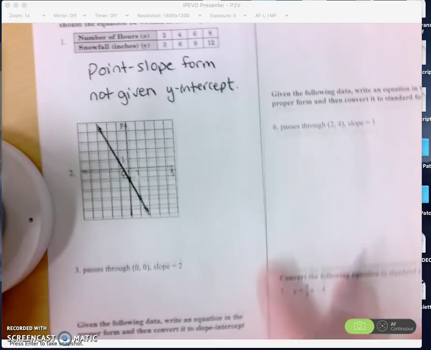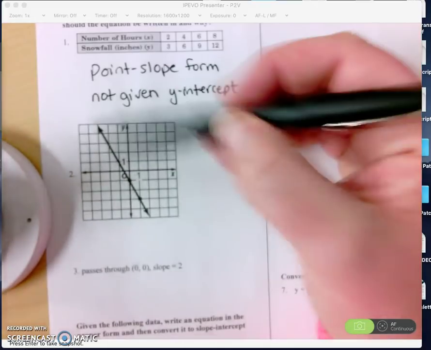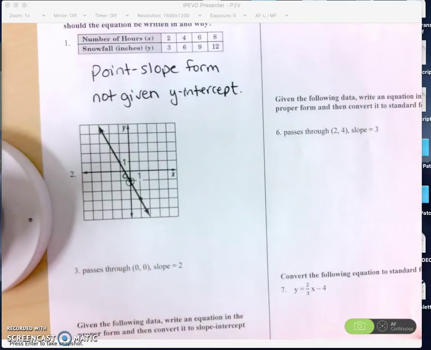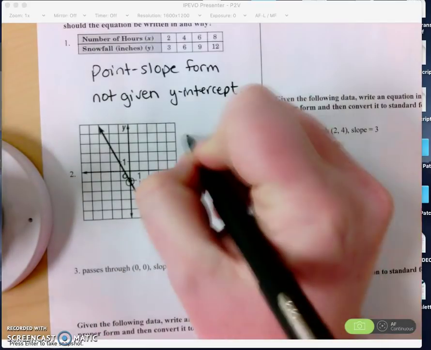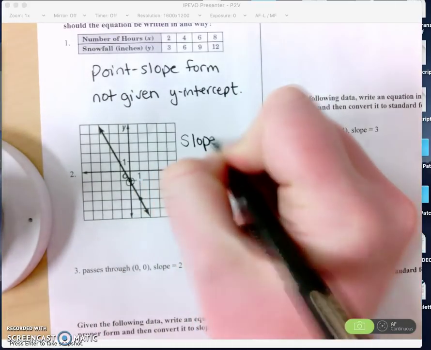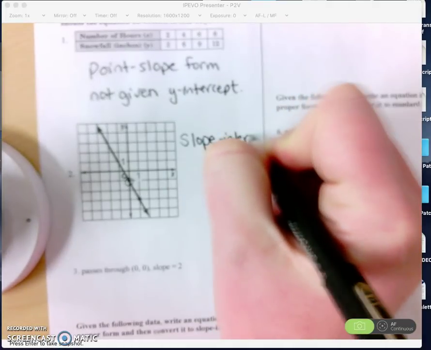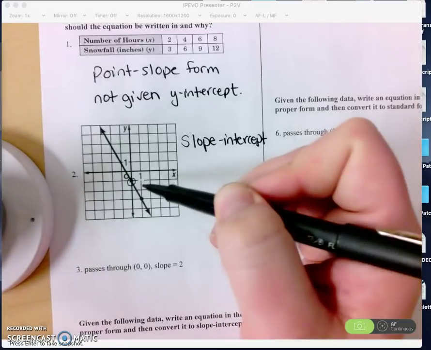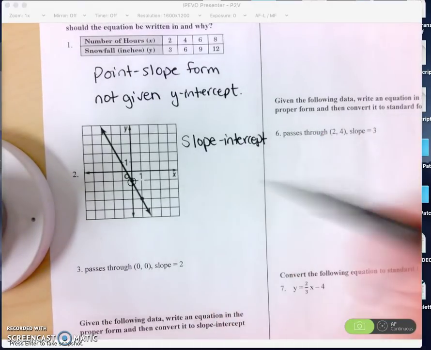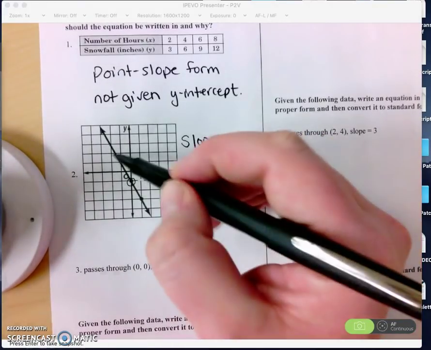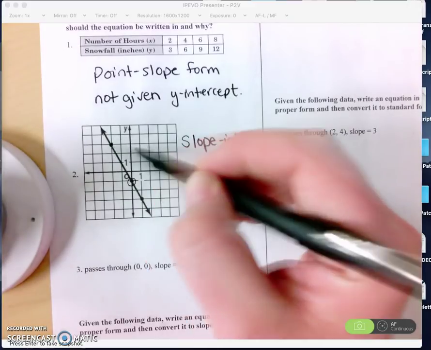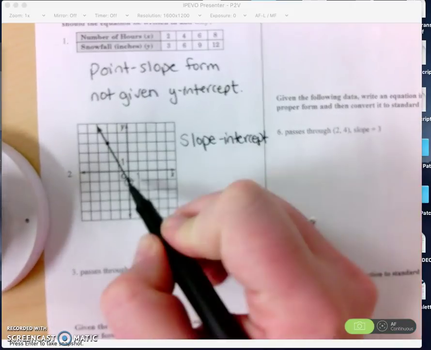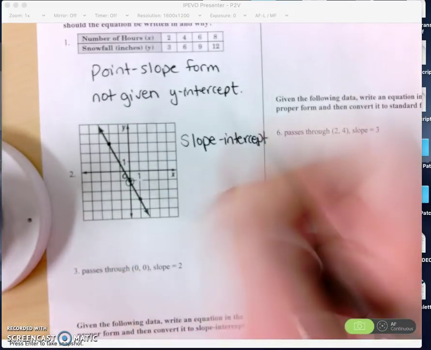Here you have a graph and you're actually given the y-intercept. So you would use slope intercept form. Now if you said point slope form, it technically wouldn't be incorrect because you can find any point and find the slope, but I would use slope intercept because you're given the y-intercept.